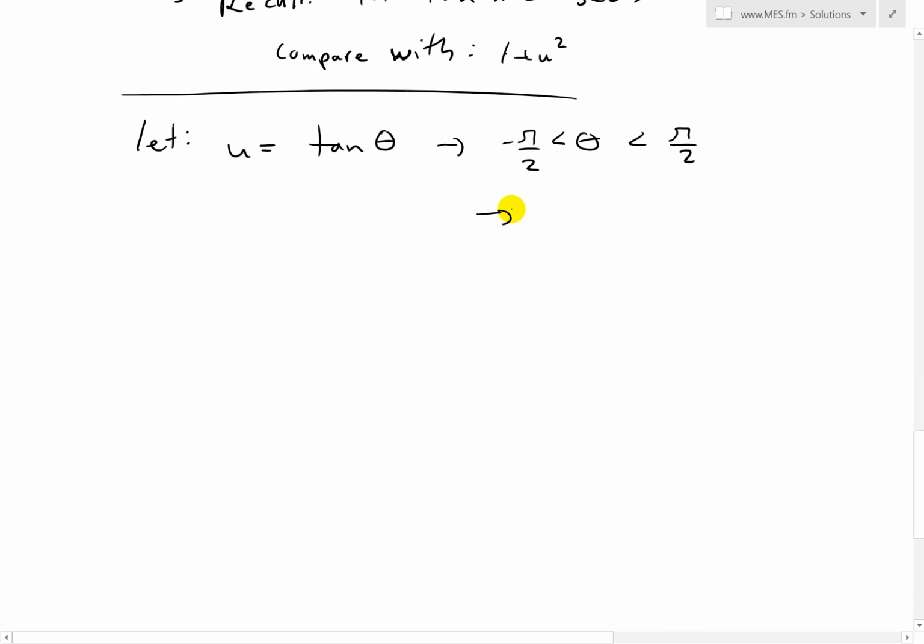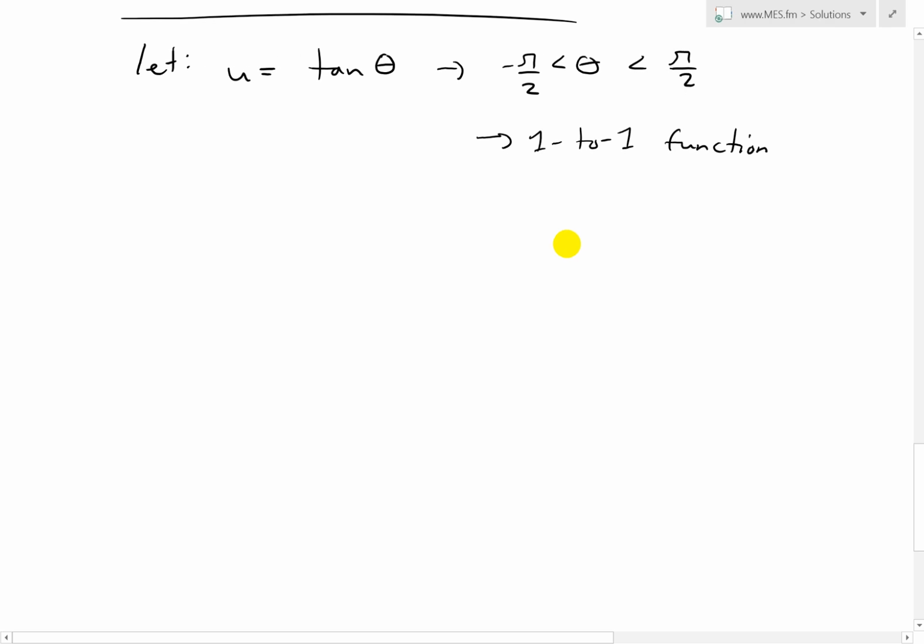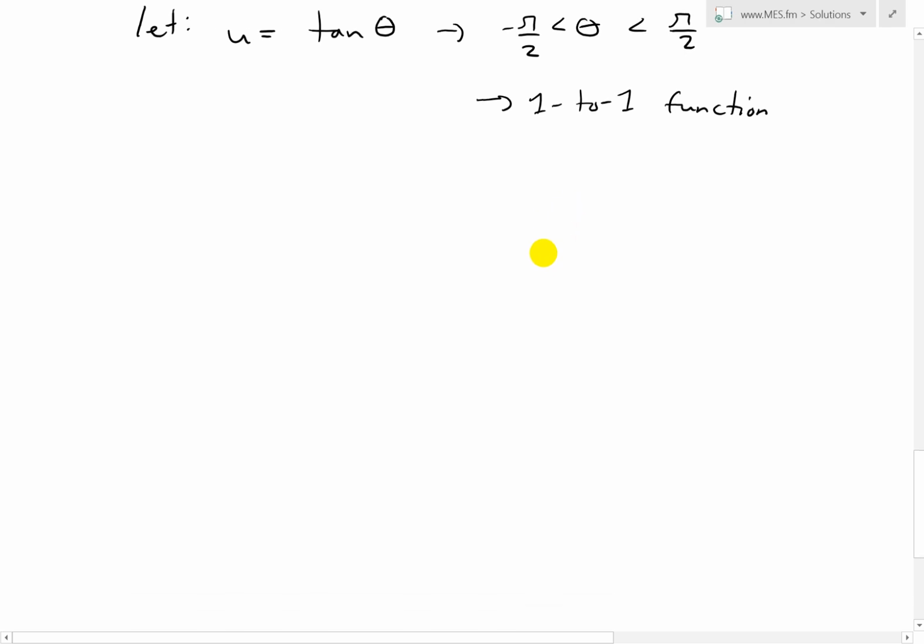And the reason for this is so that we have a one-to-one function. And again, you could learn more about this in my earlier videos on one-to-one functions and trigonometric substitution for integrals in the video links below.